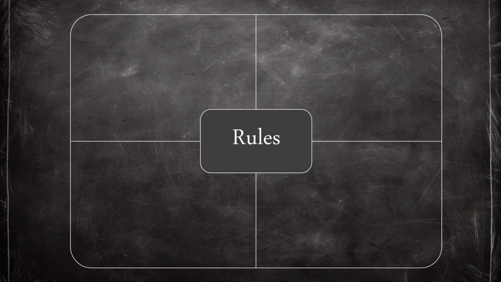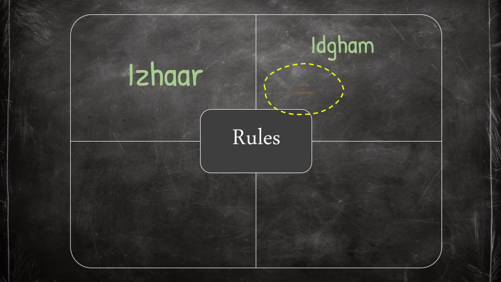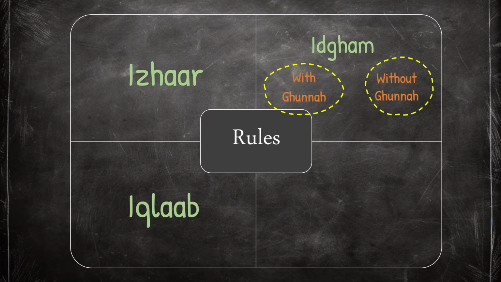Okay, so now the rules of Noon Sakina and Tanween have four rules actually. We have Idhar, Idgham, which may be Idgham with Gunna or without Gunna, and we have Iqlab and then Ikhfa. These are the four rules of Noon Sakin and Tanween.